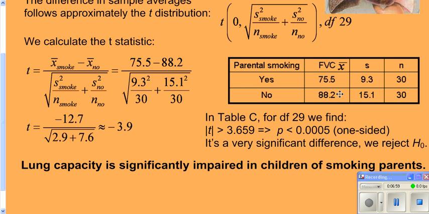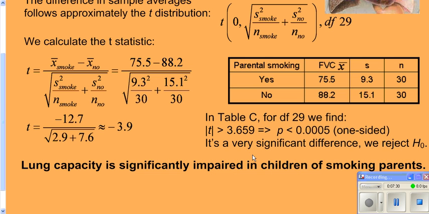to us here in our table, over the standard deviation of our smokers, which is that 9.3, squared, over the sample size, which was 30. Now we got to go ahead and put the standard deviation of our non-smokers, all squared, over our sample size. Then we got to go ahead and type that into our calculator and figure it out, and it gives us a negative 3.9 for our t statistic.